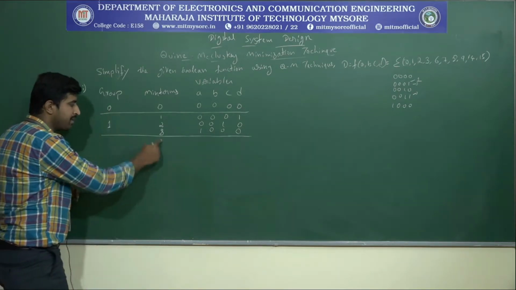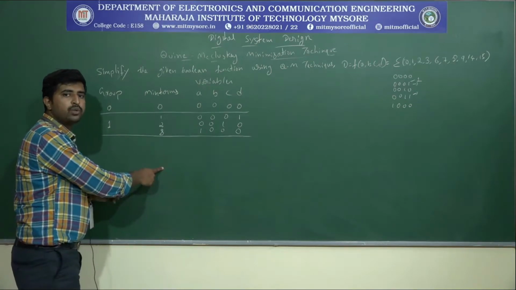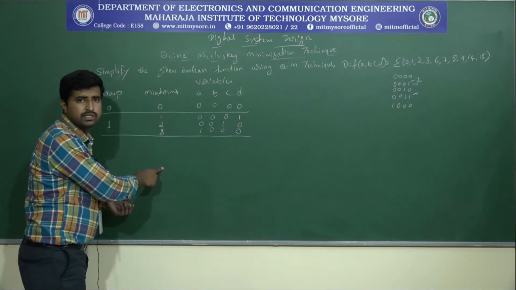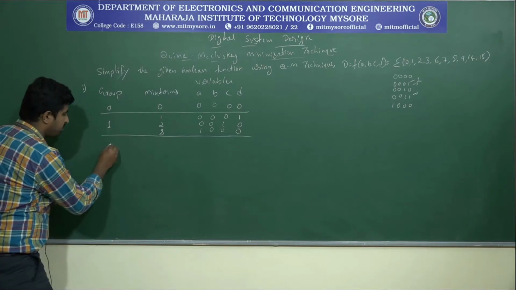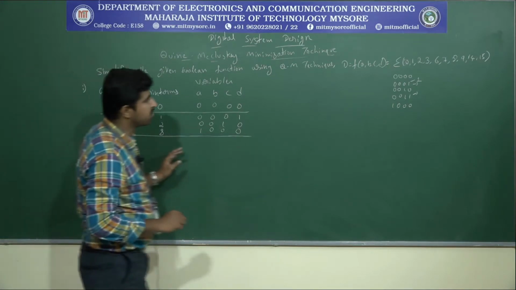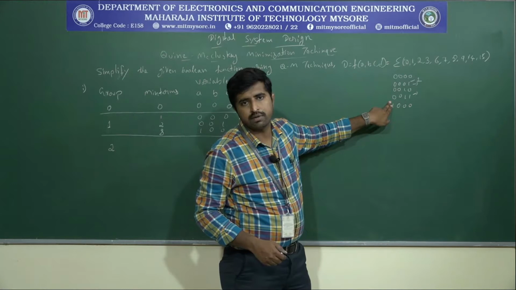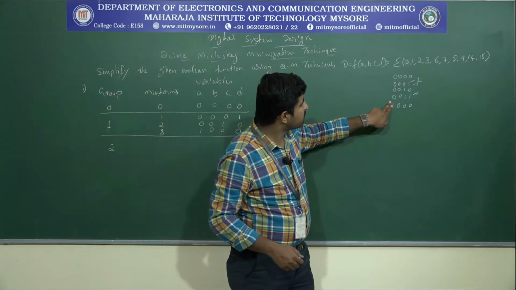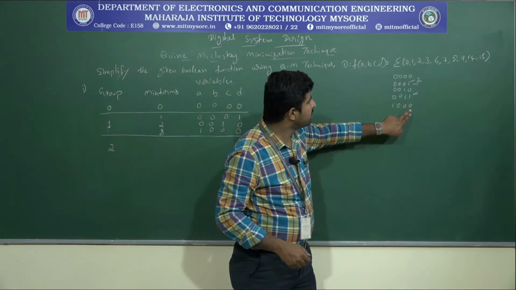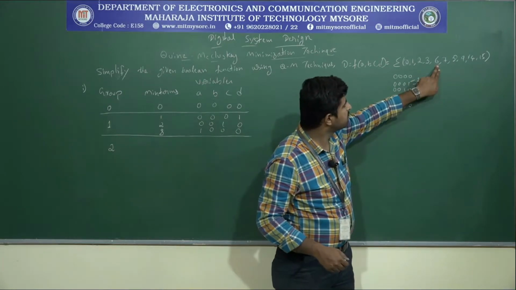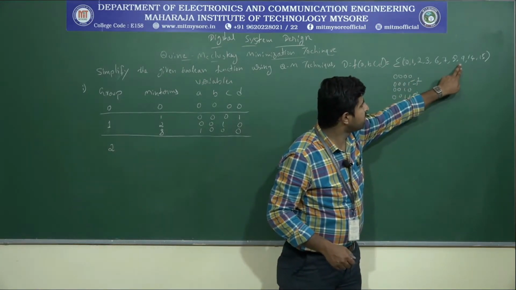Next, we need to write the minterms which correspond to two logical ones. I will name this as group 2, and the minterms which have two logical ones are 3, 6 and 9, right?